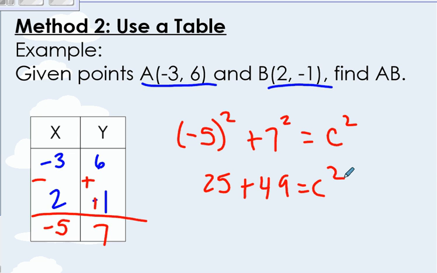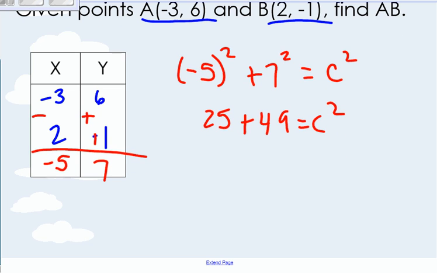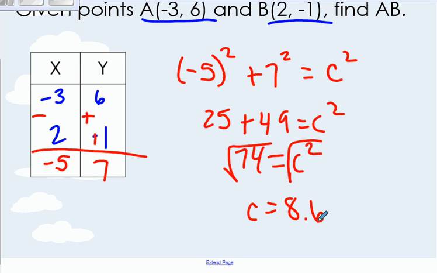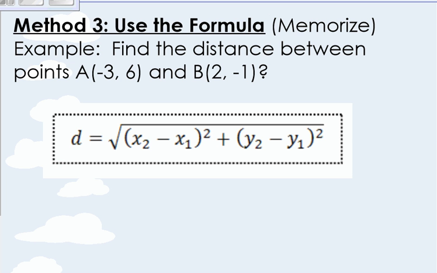Notice this is the same example from above, but I wanted you to see that every method is going to give us the same answer. So here again, we're going to get 74 equals c squared. Take the square root. So c is approximately 8.6, rounded to the nearest tenth. And this is the chart method. The last one is the distance formula. If you are a formula person, this is the way to go.